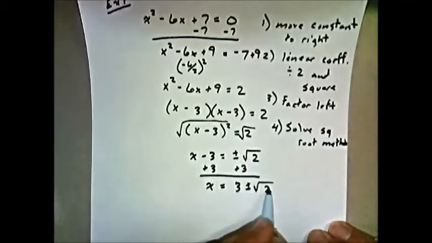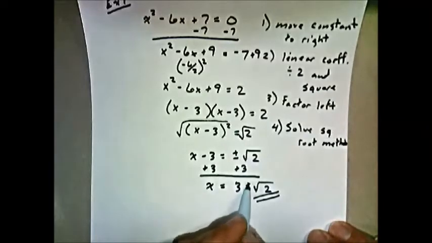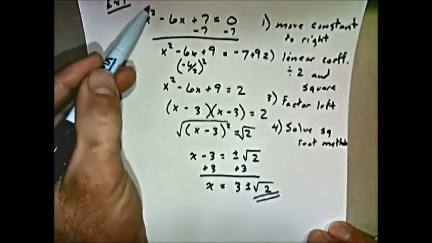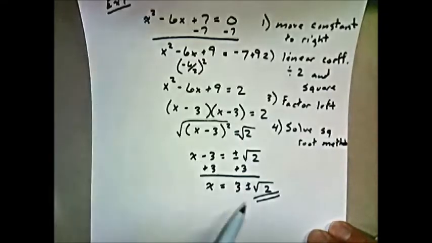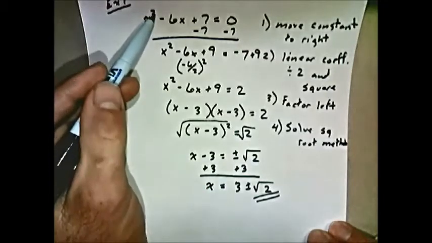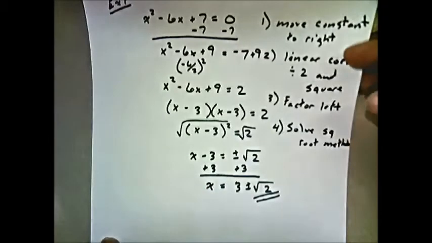We cannot add these two together, so we're going to leave it as 3 plus radical 2. And there's our solution. Notice we have two solutions. We have 3 plus radical 2 and 3 minus radical 2. Notice our degree is 2. Two answers, degree of 2.